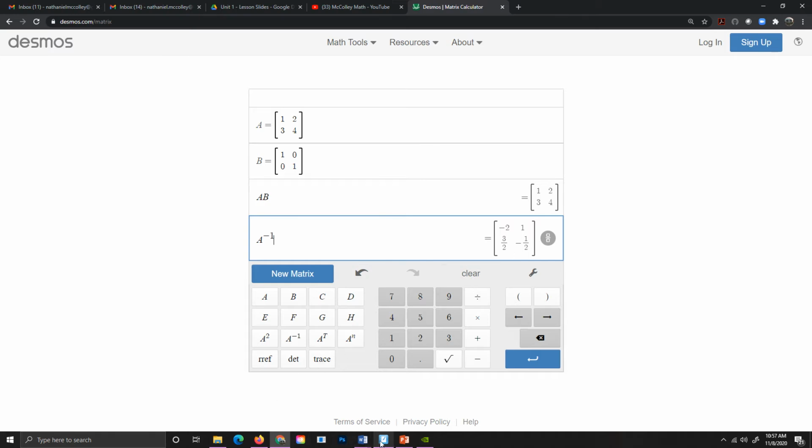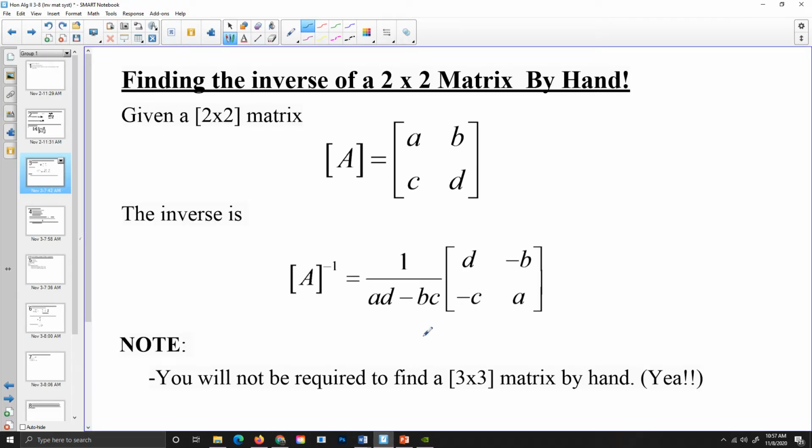You'll notice that these values have decimals in them, and I would prefer it if you had fractions, and we can rectify that pretty quickly just by hitting that convert to fraction button, and now we have all fractions there. And so that's what the inverse of A is. That makes a lot of sense because clearly we're multiplying by a scalar that's going to be a fraction, and if you multiply a bunch of whole numbers by fractions, you're going to get fractions in it.